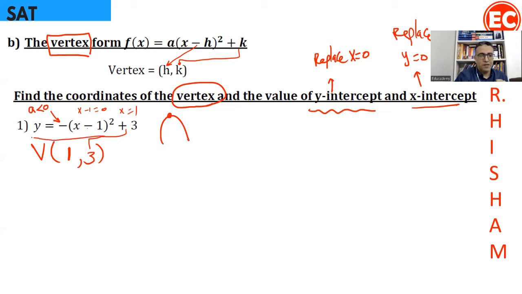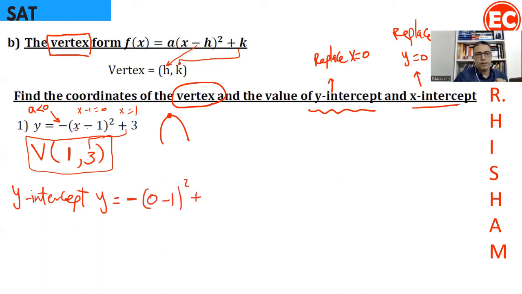So I figured out the vertex, but I need to find the y-intercept. To find the y-intercept, I will say that y is equal to negative, replacing x with 0, (0 minus 1) squared plus 3. So negative 1 squared is 1, plus 3, so it's equal to 2. So the y-intercept is (0, 2).